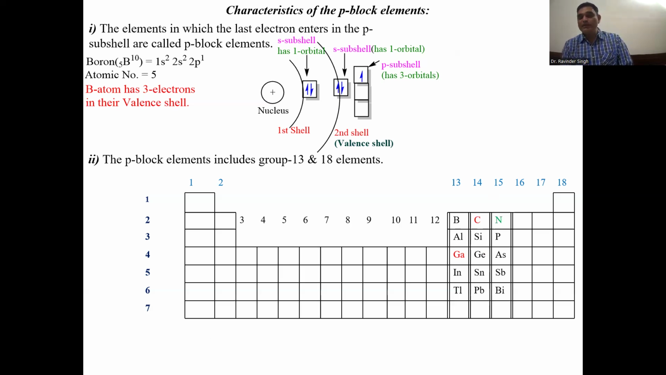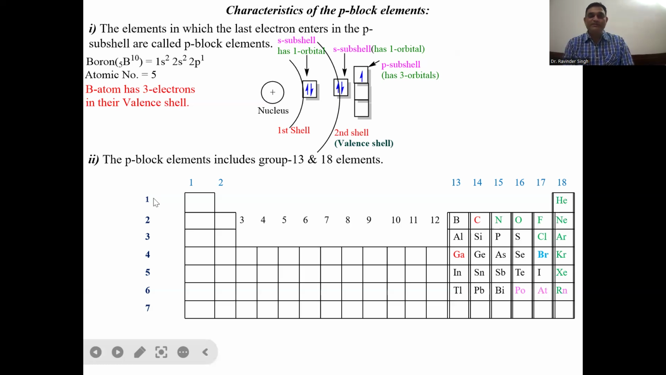In group number 15, nitrogen, phosphorus, arsenic, antimony, and bismuth in the similar way. Group number 16, oxygen, sulfur, selenium, tellurium, polonium. These are the group 16 elements. Group 17, fluorine, chlorine, bromine, iodine, and astatine. In group number 18, helium, that is the first period element, helium, neon, argon, krypton, xenon, and radon. So these all are the p block elements, which range from group number 13 to group number 18.